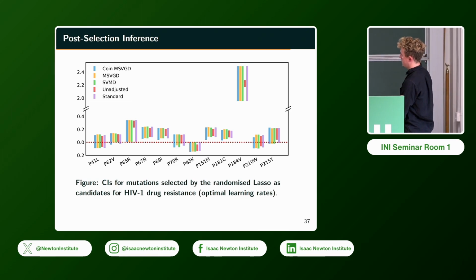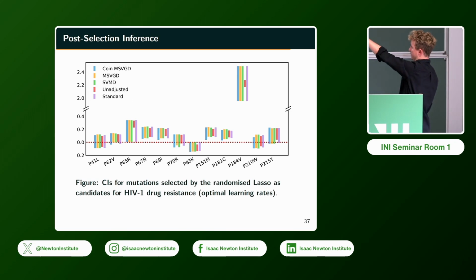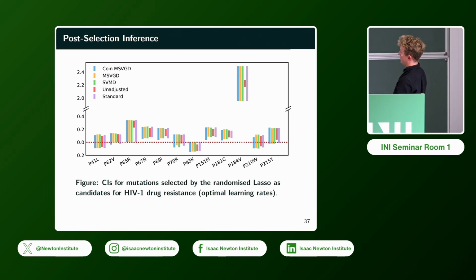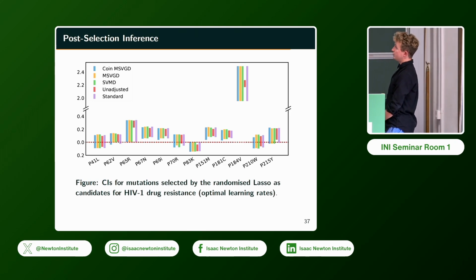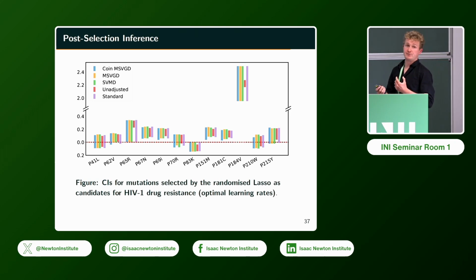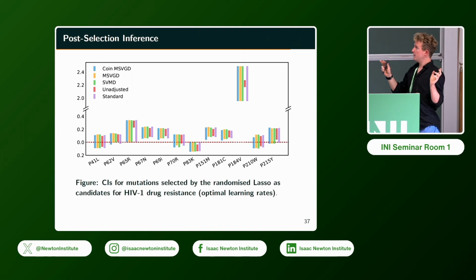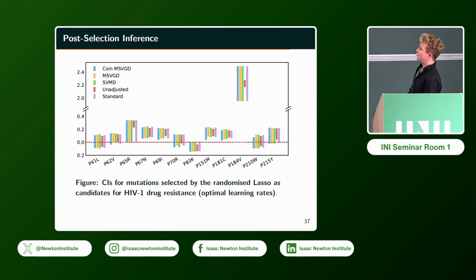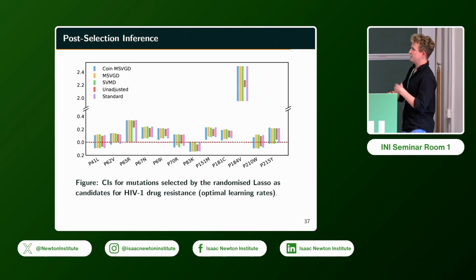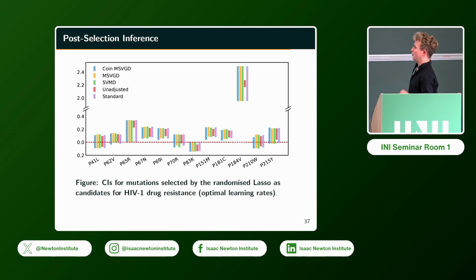So these are different mutations shown along the x-axis, and these are essentially the estimated coefficients and their confidence intervals. We've got a few different methods going on here. So our method is shown in blue. Then in orange and green are these versions of SVGD which are suitable for constrained targets. Then in purple you've got this gold standard method which works very well but can take a very long time to run. And then finally in red you've got the unadjusted confidence intervals. So this is essentially where you form these confidence intervals naively without accounting for the conditioning on your model selection.